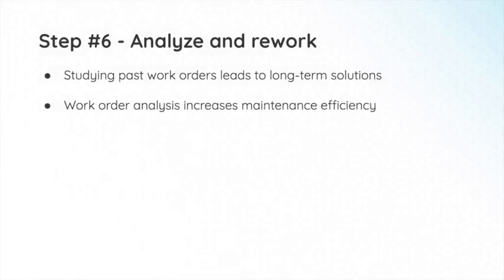Step 6. Step 6 is to analyze and rework the work order. Studying past work orders can help you identify root cause and allow you to fix recurring problems once and for all. Additionally, your team can see what processes are working and which need further fine-tuning.